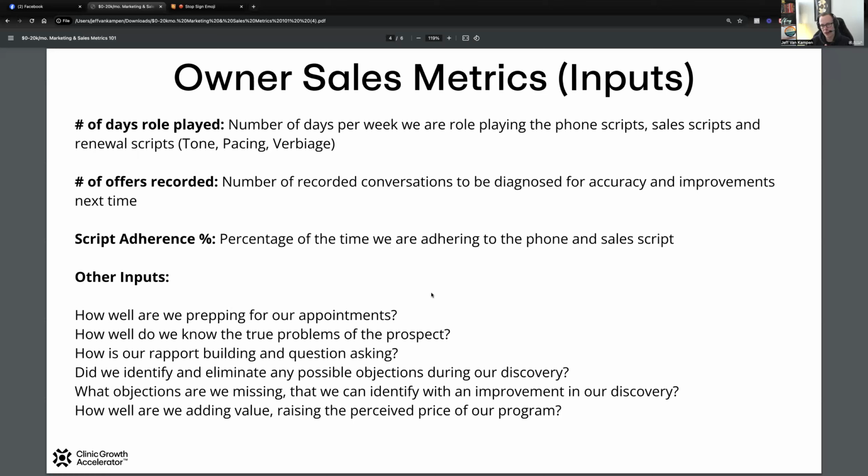So if we're recording our calls, we can then give ourselves a script adherence percentage, which is a percentage of the time we are adhering to the phone and sales script. We don't want to get too off in the weeds or off in Jupiter. We want to make sure that our adherence to the script is at a pretty high percentage.